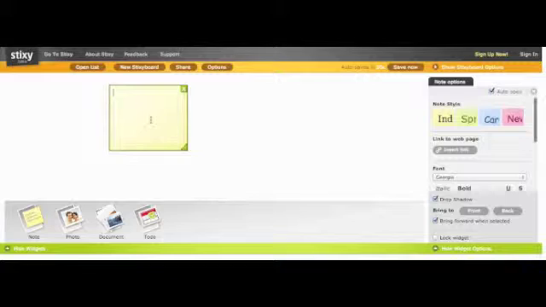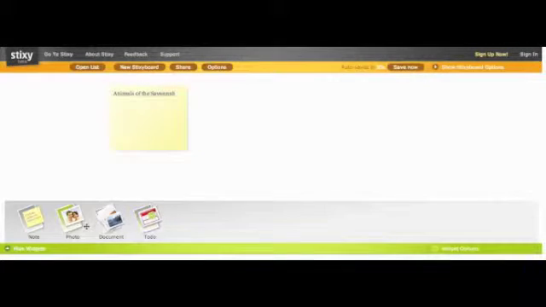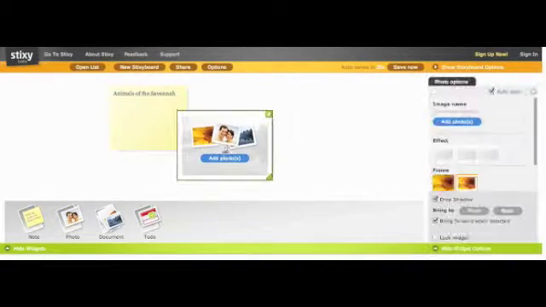Stixy allows students to create online bulletin boards, bringing together pictures and text and manipulating the information on the screen in any way they choose. This can help with the skills of classification and organization.